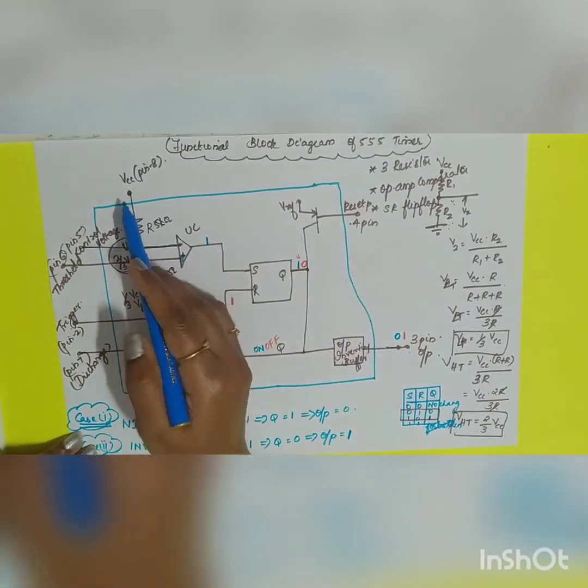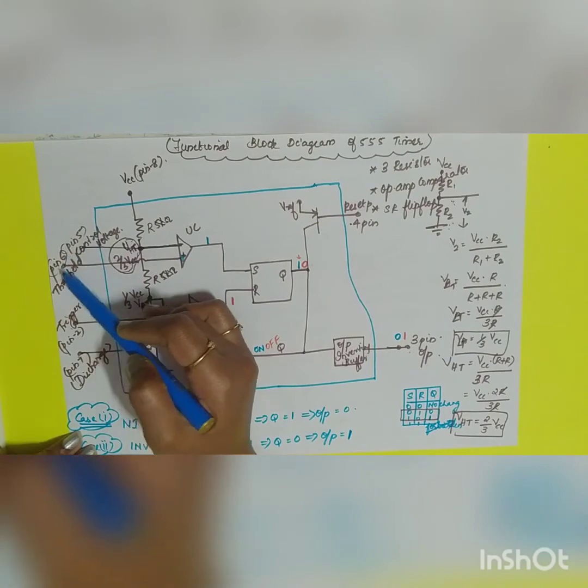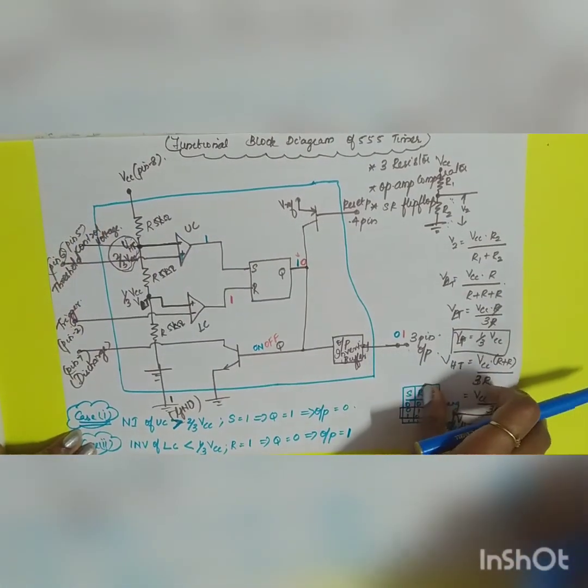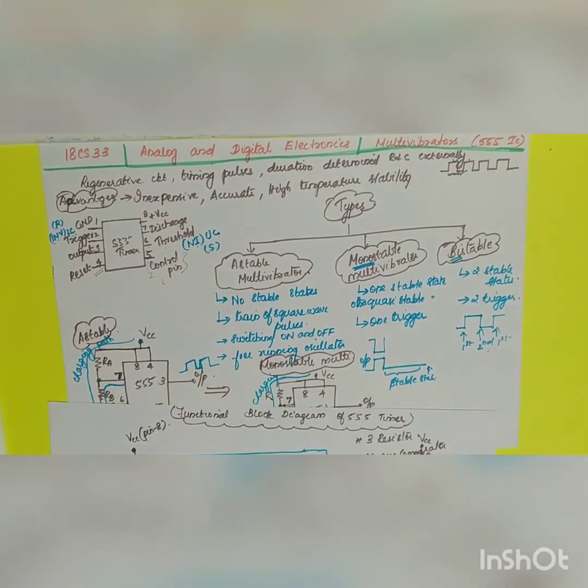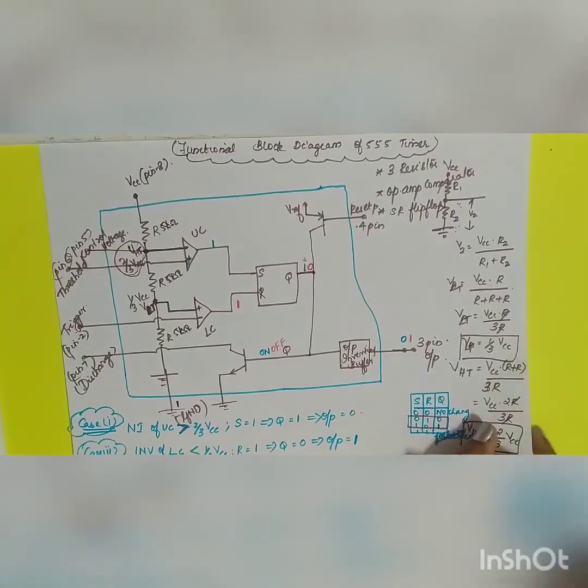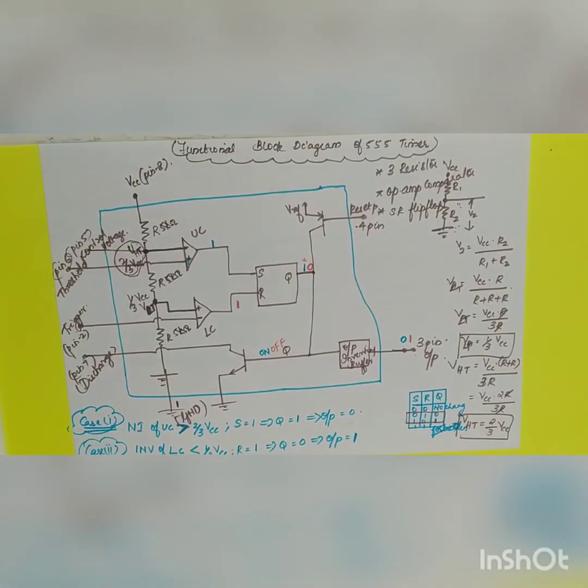Now when you connect the external components, as we have seen in this diagram, it will work as an astable multivibrator and a monostable multivibrator. The explanation of astable and monostable will be given separately in the next video.